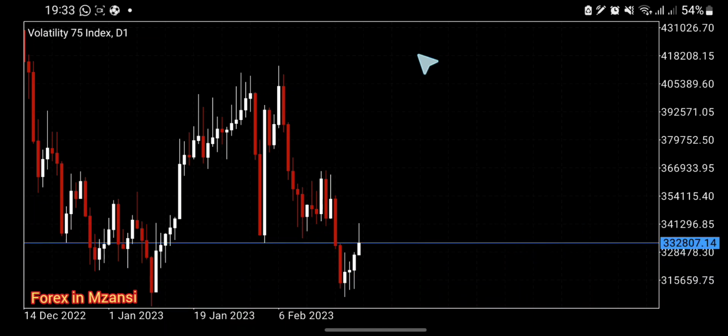So if you're someone that's executing on daily, you will say the price is now inside that daily zone, the support, and the daily zone is inside the weekly one, and the weekly one is inside the monthly, and I'm looking for buy trades.